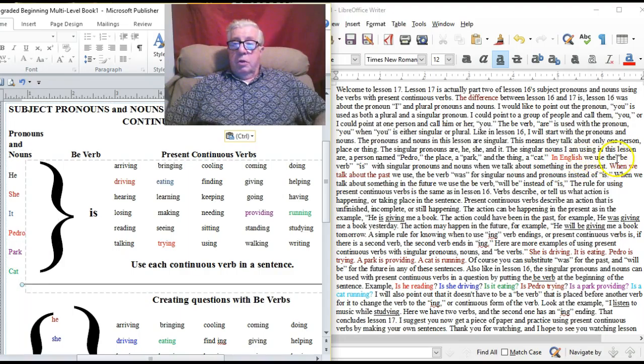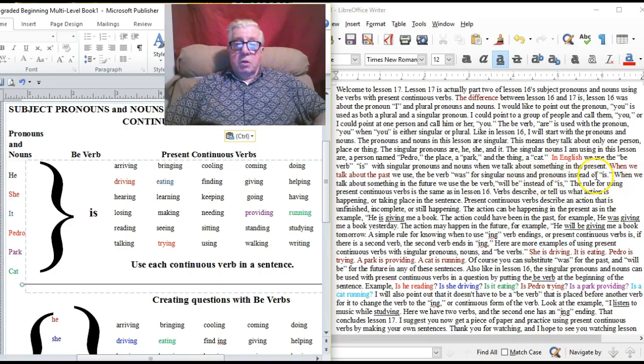In English, we use the be verb is for singular pronouns and nouns when we talk about something in the present. When we talk about the past, we use the be verb was for singular nouns and pronouns instead of is. When we talk about something in the future, we use the be verb will be instead of is.